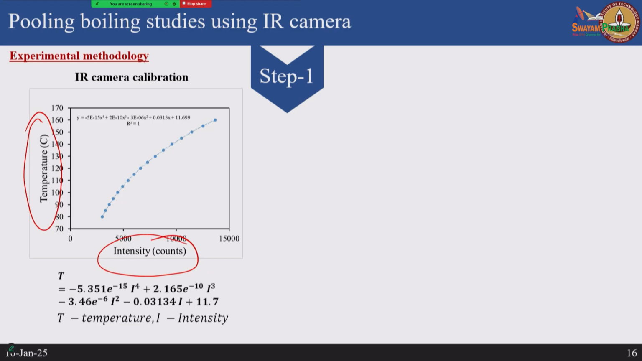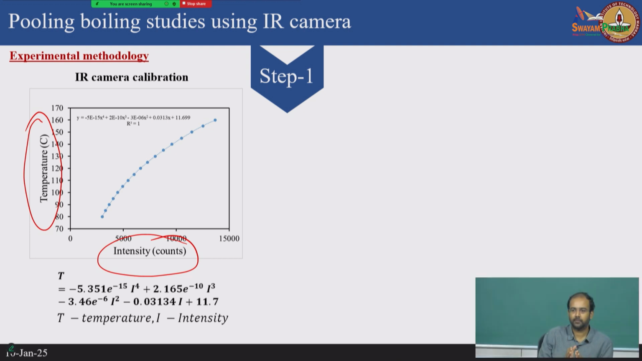Obviously I am not going to build a calibration curve for the full range that the sensor can detect, from minus 20 to 300, because the smaller the range of temperature, the more accurate your calibration curve is going to be, right. And my region of interest is mostly in pool boiling, so it is going to be definitely above 70 degrees Celsius with water. So this is the range in which we have built it.